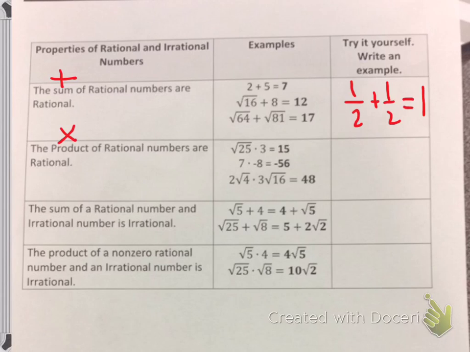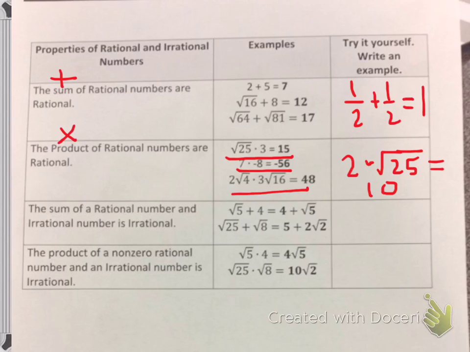The next rule says the product of rational numbers is rational. So if we multiply two rational numbers together, like we've done over here on these three examples, their answers are going to be rational. So again, we could do that with any other set of rational numbers, like 2 times the square root of 25. That would be 2 times 5, which is 10.